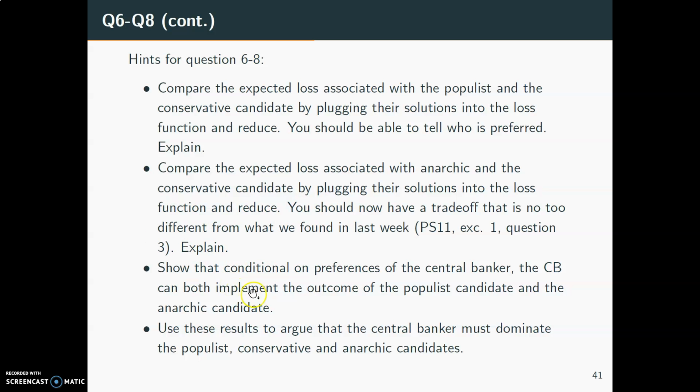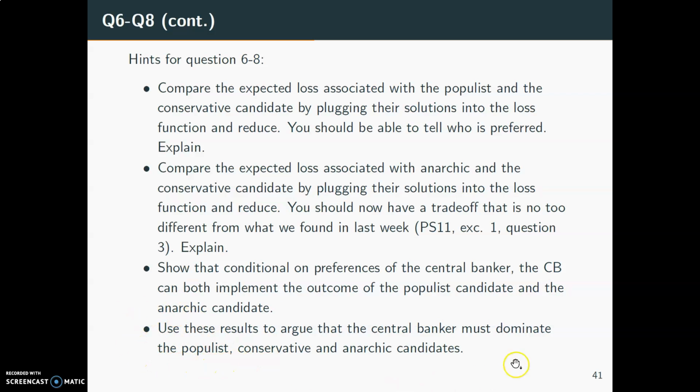Then show that, conditional on the preferences of the central banker, so that's lambda_b, the central banker can implement both the outcome of the populist candidate and the anarchic candidate. So you should be able to show that for a certain value of lambda_b, the central banker implements the outcome of the populist candidate, and for another value of lambda_b, the central banker implements the outcome of the anarchic candidate. Okay.